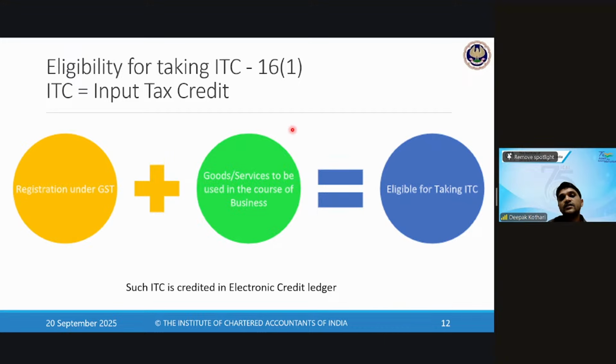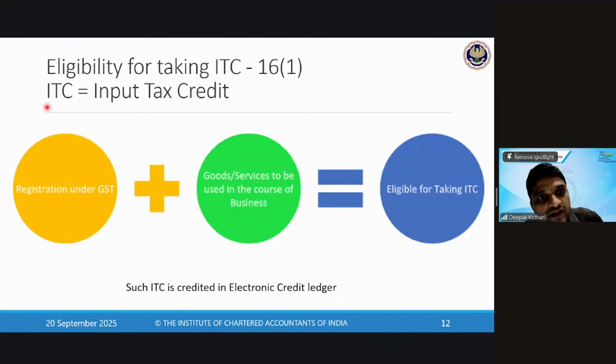So to claim the credit, the first condition is you should be registered. That's the reason many people, even if they don't have any turnover or if they incur loss, still register, because only if you register can you claim the credit. So they will register for the purpose of claiming the credit. That is the first condition. Second is goods or services should be used in the course of business. If you're procuring something and you're not using it for the business, then also you cannot claim the credit. So you should be registered under GST and you should use the goods in the course of business. Then you are eligible for taking the credit.